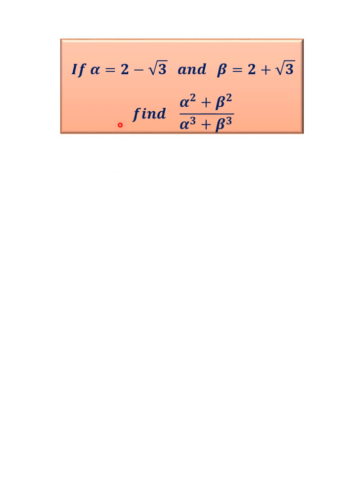If you want to substitute the values of alpha and beta directly into this expression, this problem is going to take you forever. Welcome to Knowledge Base. In this video, we want to find the value of alpha squared plus beta squared divided by alpha cubed plus beta cubed, given that alpha is this and beta is the conjugate of alpha. If you put the values of alpha and beta directly into this equation, you are going to solve this for a very long time. So in this video, we want to use another approach, which is solving using identity.